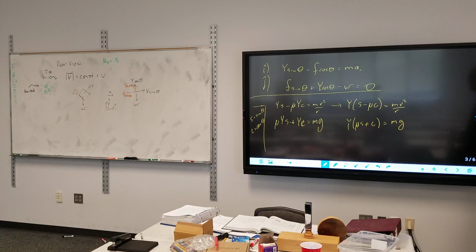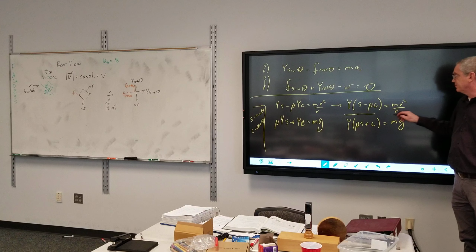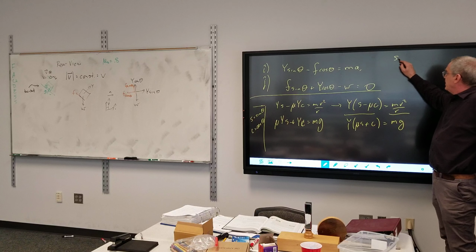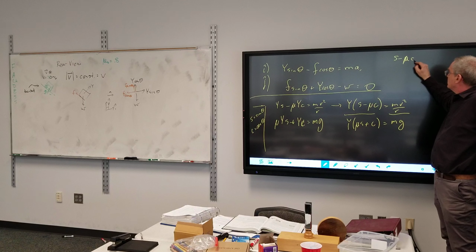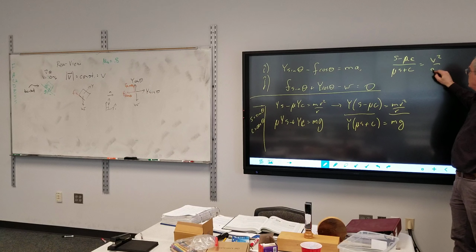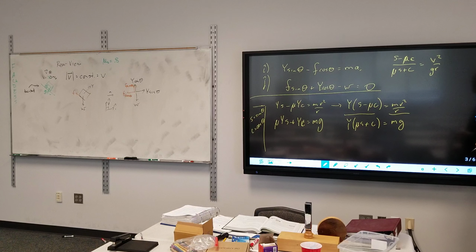I'm going to divide again, just to get rid of my N's. So I'm left with sine minus mu cosine over mu sine plus cosine is equal to v squared over g r. Now notice if the friction goes to 0, the mu terms drop out, I'm left with sine over cosine, tangent of theta, which is what we had before. So I should feel like something is going right, the fact that I can easily turn it into the previous problem just by making it frictionless.